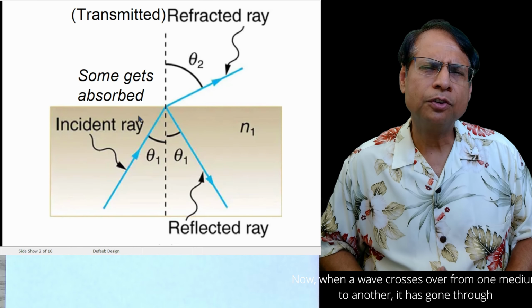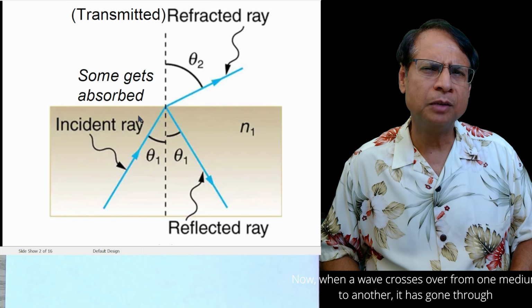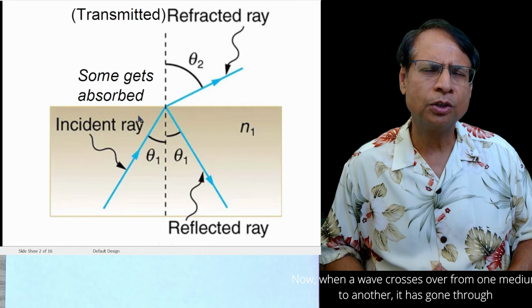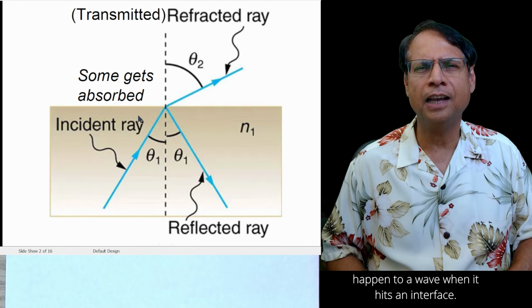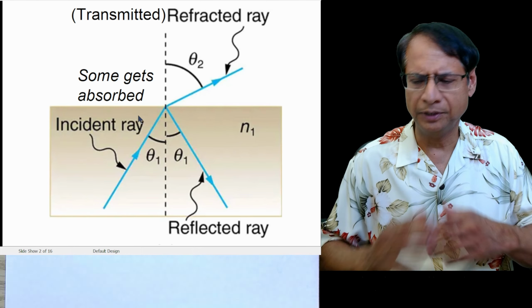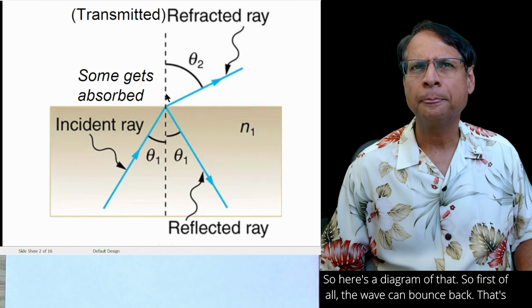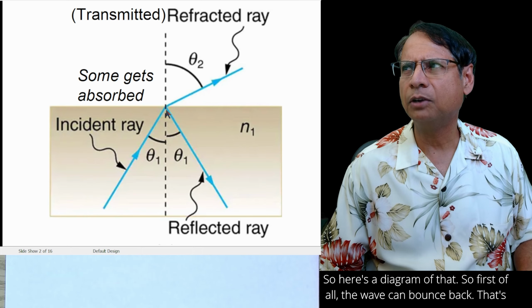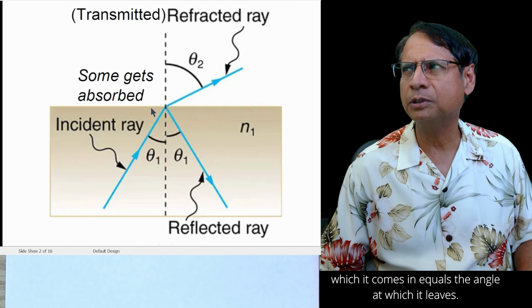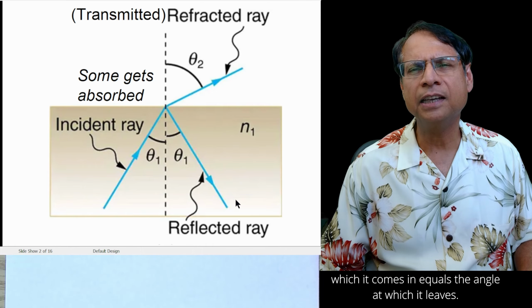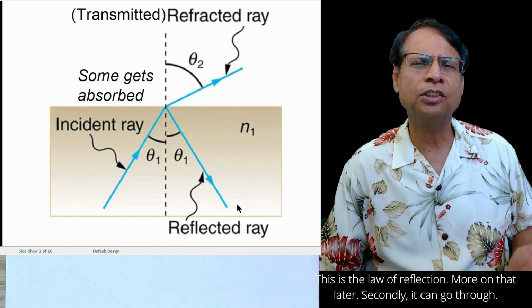Now, when a wave crosses over from one medium to another, it has gone through an interface. And in the previous video, we saw the various things that can happen to a wave when it hits an interface. So here's a diagram of that. So first of all, the wave can bounce back. That's a reflection. And in this case, the angle at which it comes in equals the angle at which it leaves. This is the law of reflection.